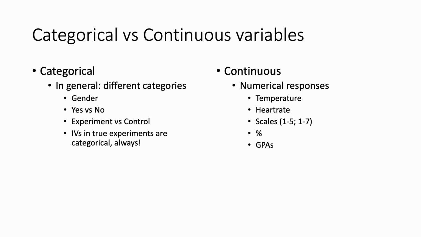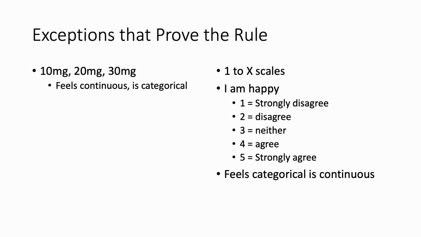Things that are clearly continuous, like percentage, 0 to 100%, GPAs, 0 to 4.0, and so forth. So really, categorical variables are categories, continuous variables are numerical responses. There are two exceptions that prove the rule. So these are the two hardest things.